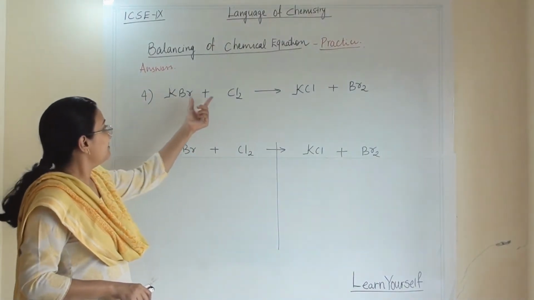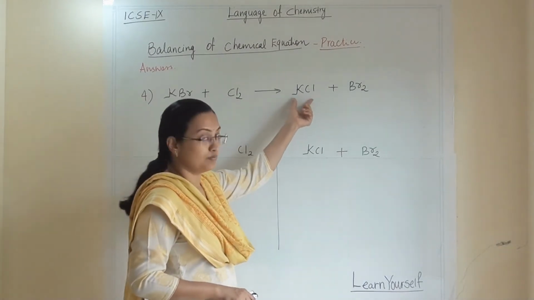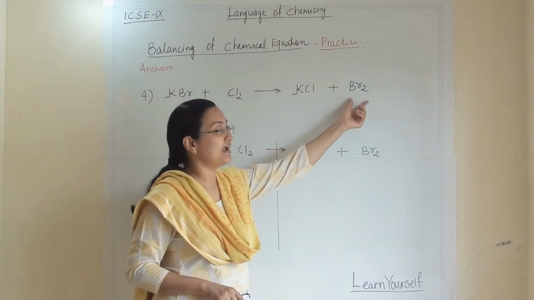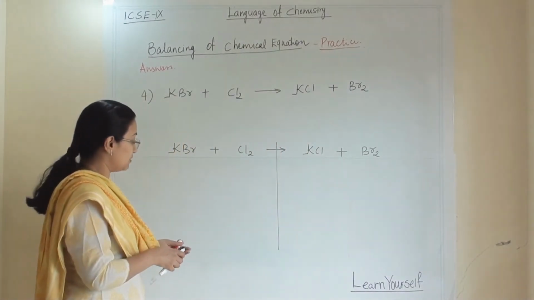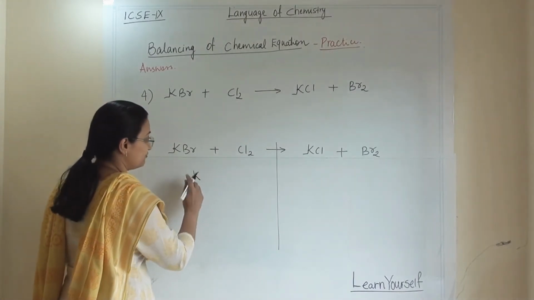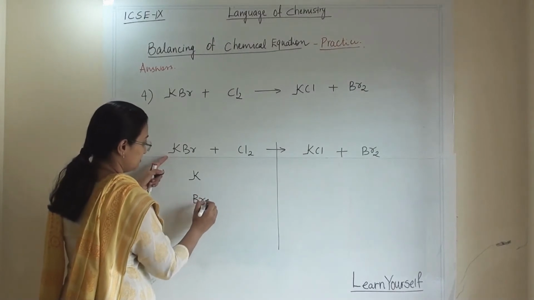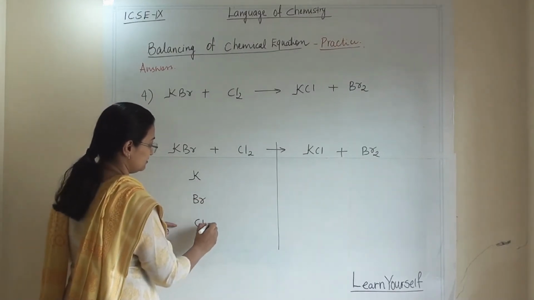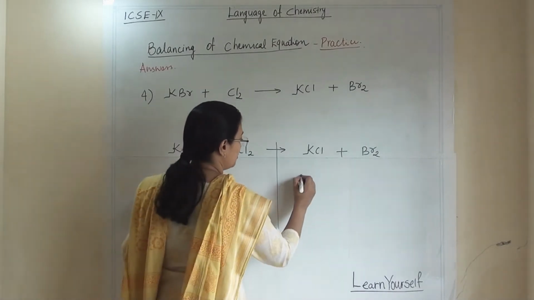Potassium bromide will react with chlorine and give us potassium chloride and bromine gas. So here this is our equation. Let us note down the atoms of reactants. So potassium, then bromine and then chlorine, or bromide or chloride.